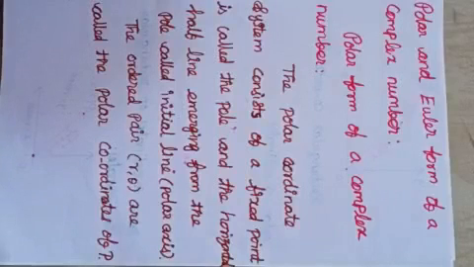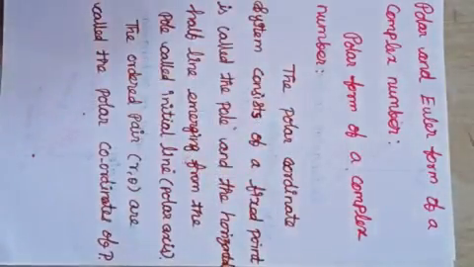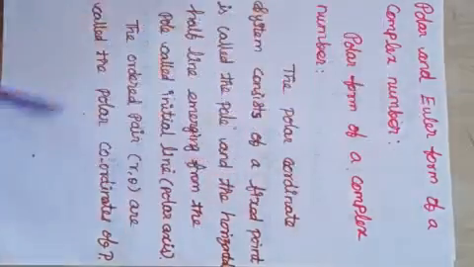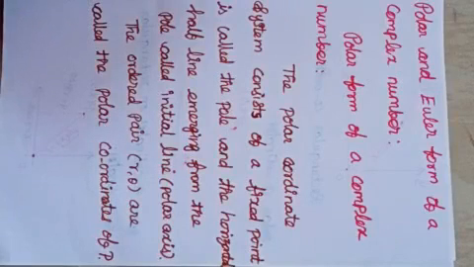Okay, students. Today we are going to see the polar form of a complex number. What is it? The polar form of a complex number. We know what a complex number is. Am I right? A complex number is nothing but the rectangular form, x plus iy, which has a real and an imaginary part.